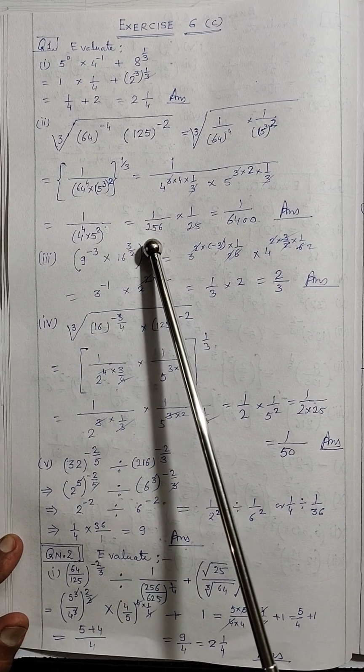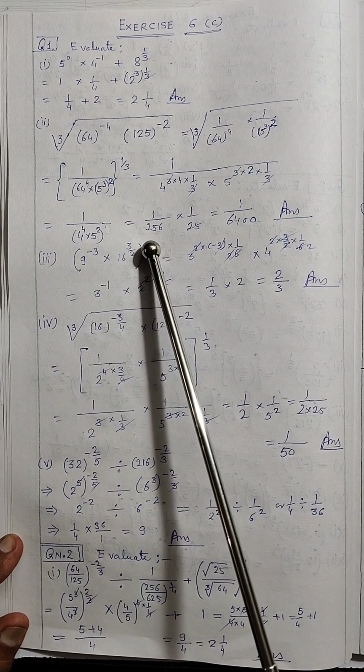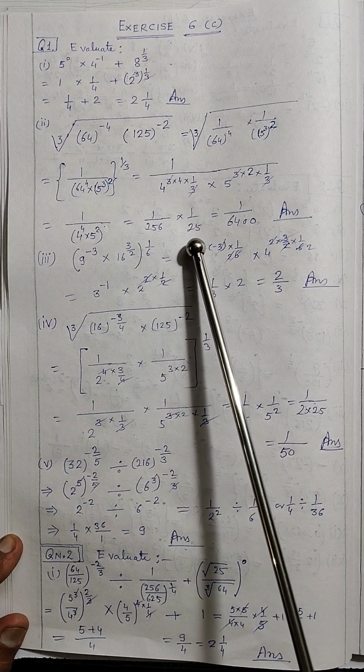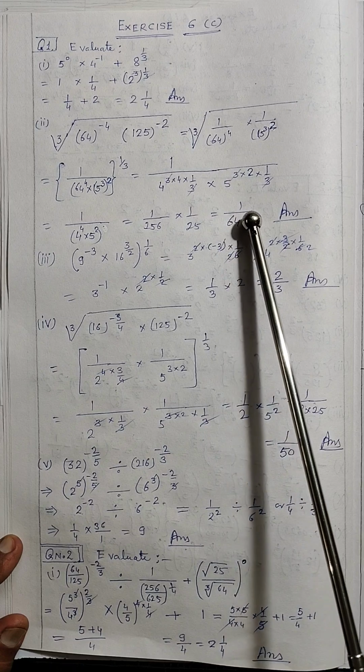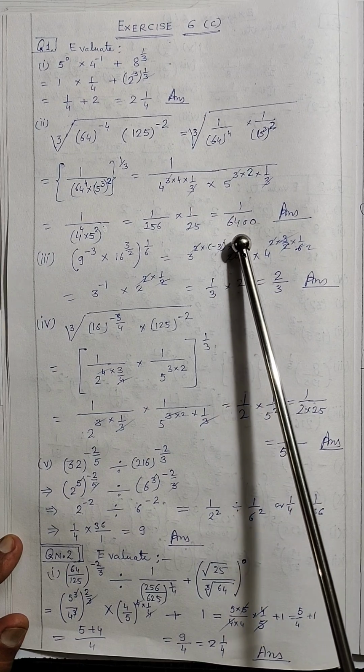It will be equal to 256. So 1 upon 256 into 1 by 25, it will be equal to 1 upon 6400.